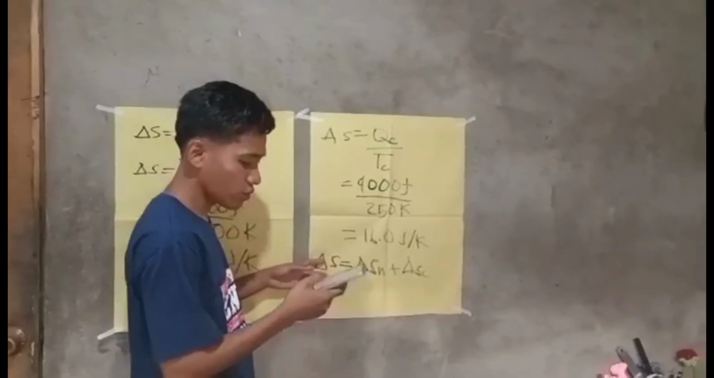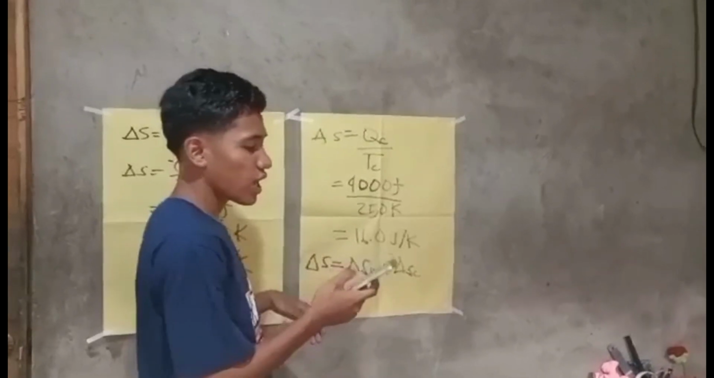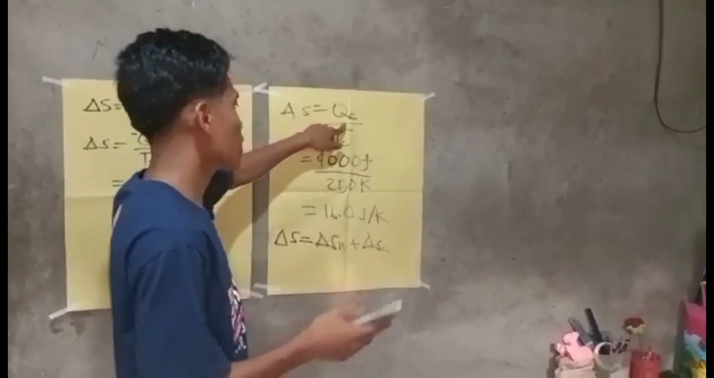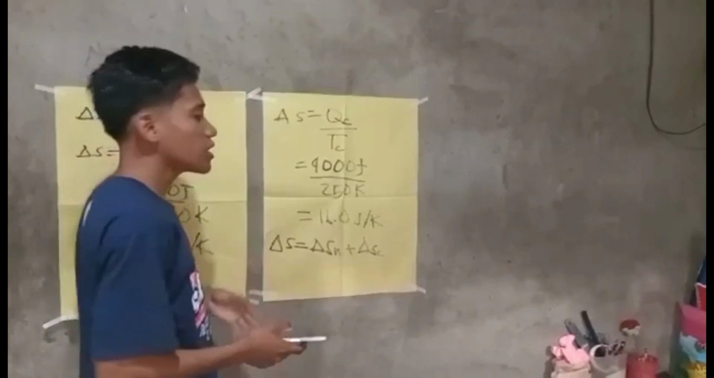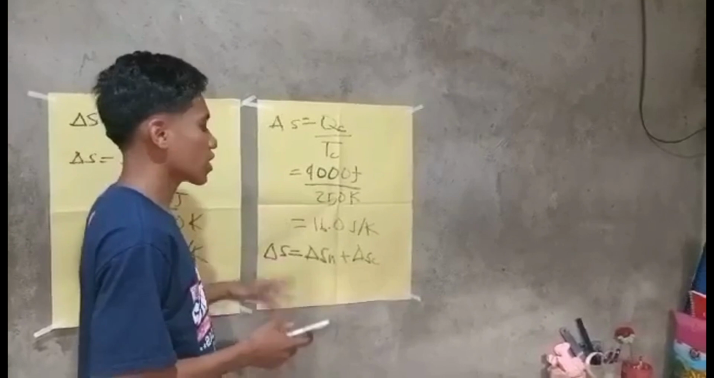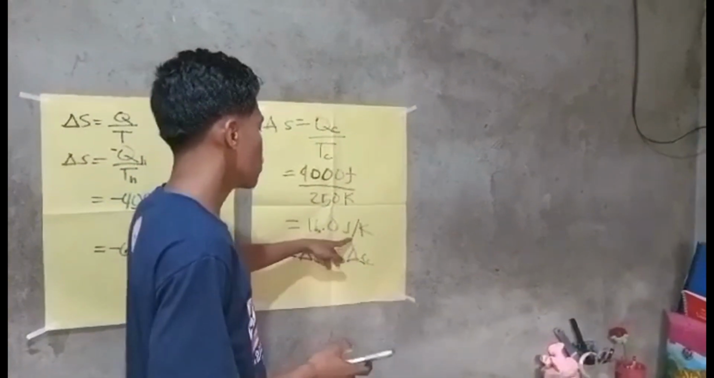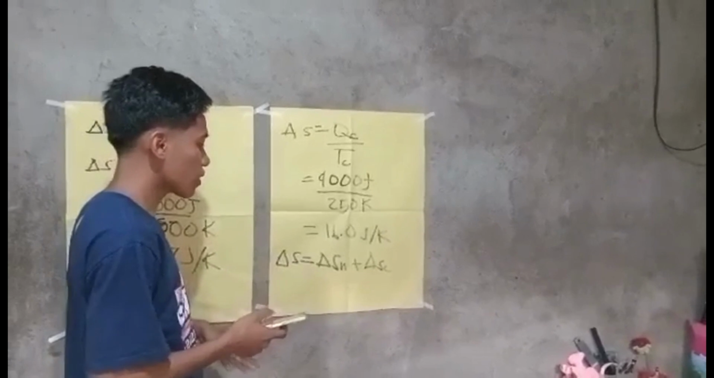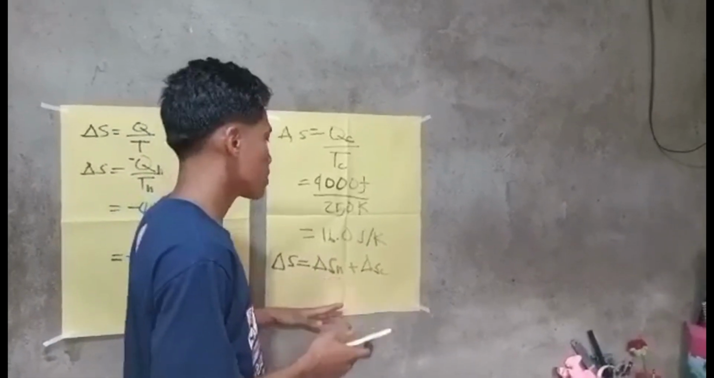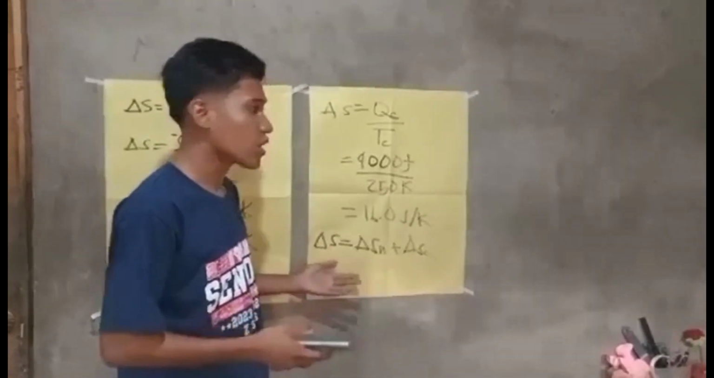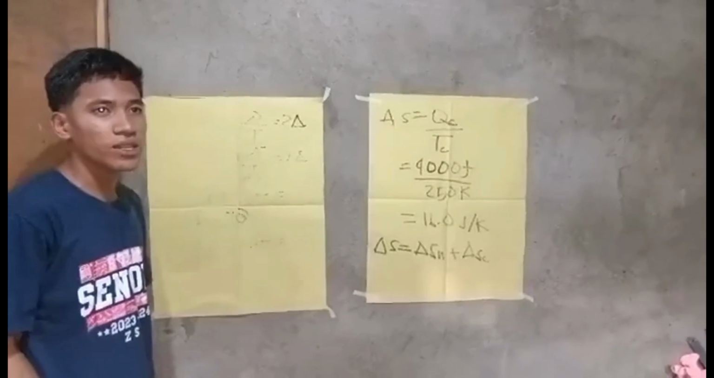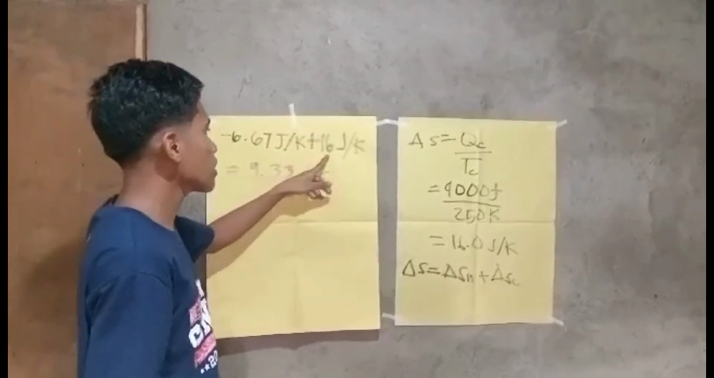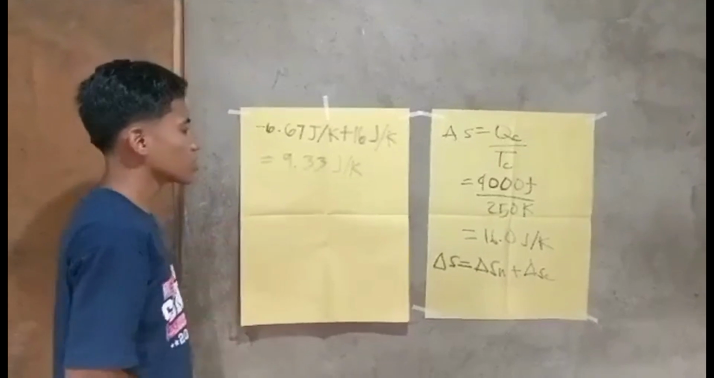Next, we need to find the change in entropy of the cold reservoir, for which we use delta S equals Q cold over T cold, still using 4,000 joules over 250 Kelvin, which is equivalent to 16.0 joules per Kelvin. The last step is delta S total equals delta S hot plus delta S cold. This formula is to calculate the total change of entropy. In finding the total change in entropy, we use negative 6.67 joules per Kelvin plus 16 joules per Kelvin, which is equal to 9.33 joules per Kelvin.